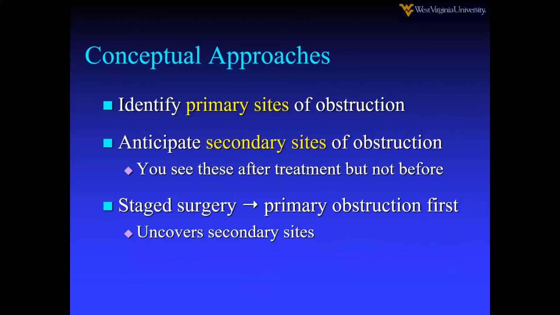You need to identify the primary sites of obstruction. What's most obvious to you? And identify secondary sites of obstruction, which you generally don't see very easily until after you treat the primary sites and get them out of the way in order to make things clear. And then you stage surgery. This is the way I would do it.